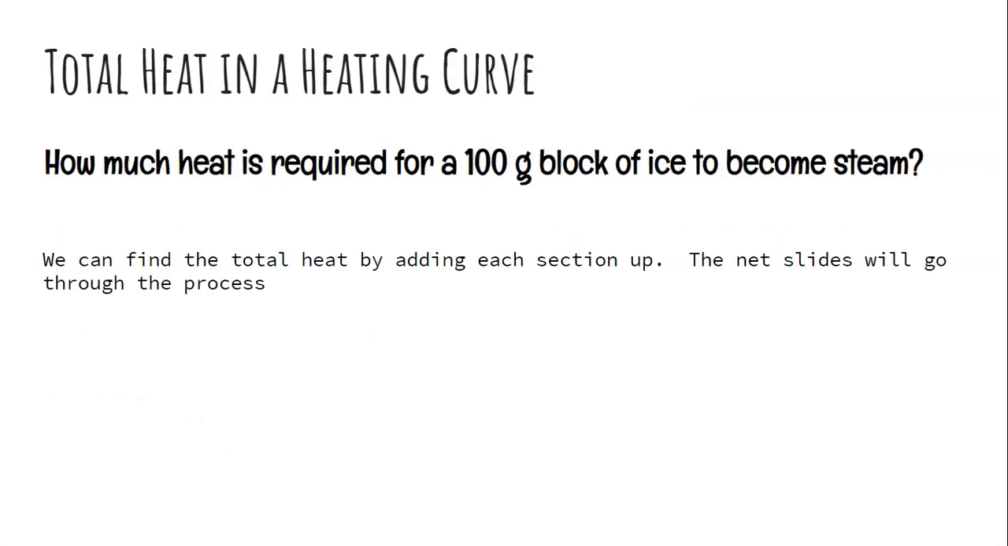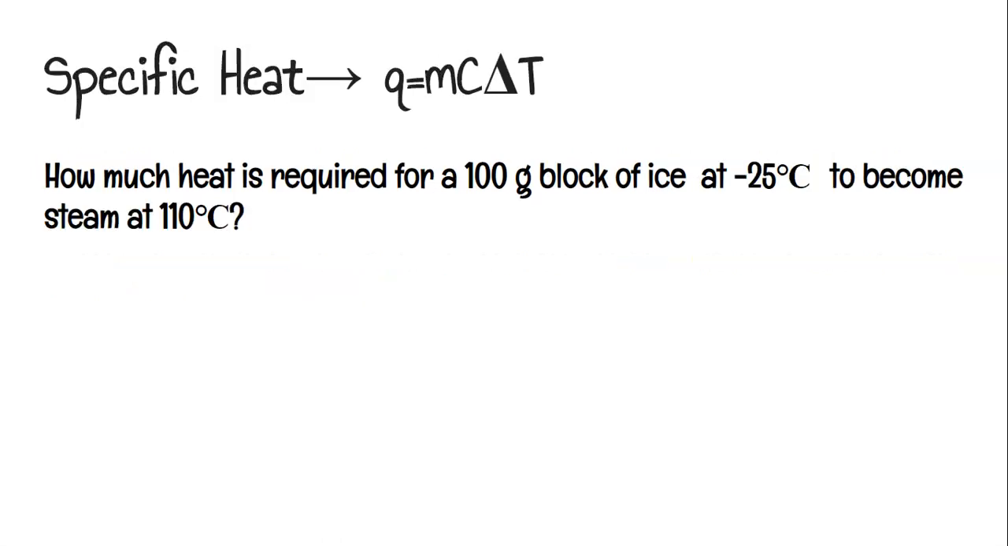Okay, so you can figure out how much heat is in a total curve. To do that, we have to keep doing these different sections over and over again. And so we're going to follow this problem about how much heat is required for a 100-gram block of ice to become steam. And in this one, I've added temperatures. So my 100-gram block of ice starts at negative 25 degrees Celsius, and becomes steam at 110.